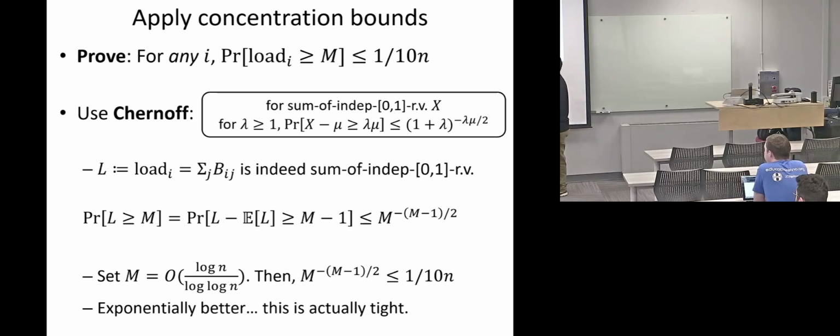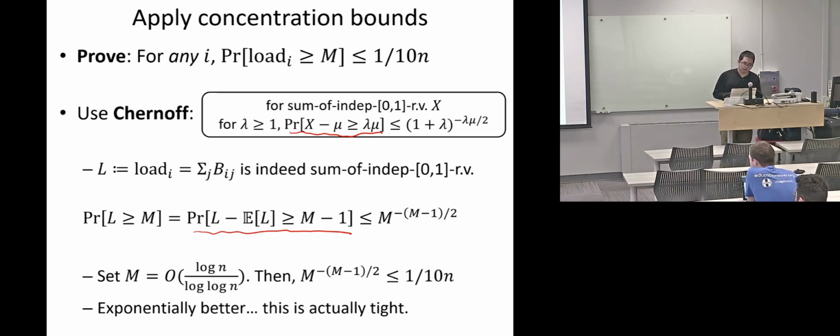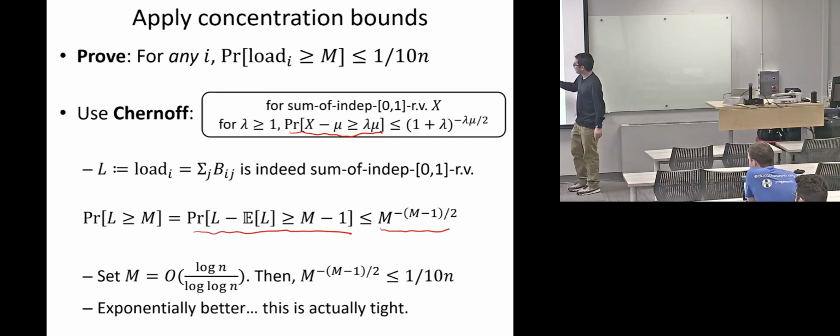And now, okay, try to apply this one. I just rewrite it so that it looks like the same form here. And then I get the bound is m to the minus m, basically. And if I want this to be less than 1 over 10n, I can just set m to be something like log n over log log n. And you're going to get it.